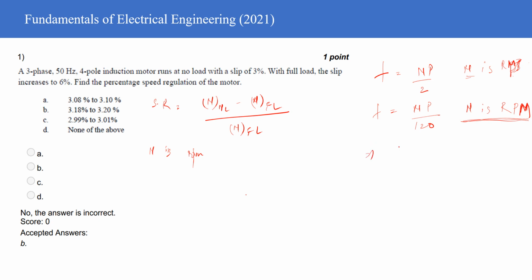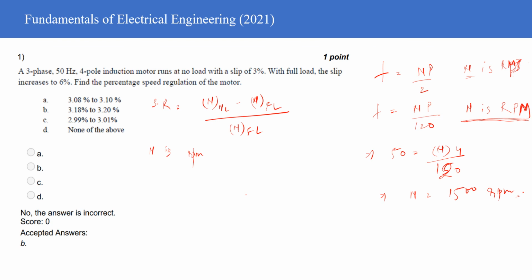If we put in the values, 50 = n times 4 divided by 120. You will get n as 1500, right? So this is 1500 RPM, and this is the synchronous speed of the motor.